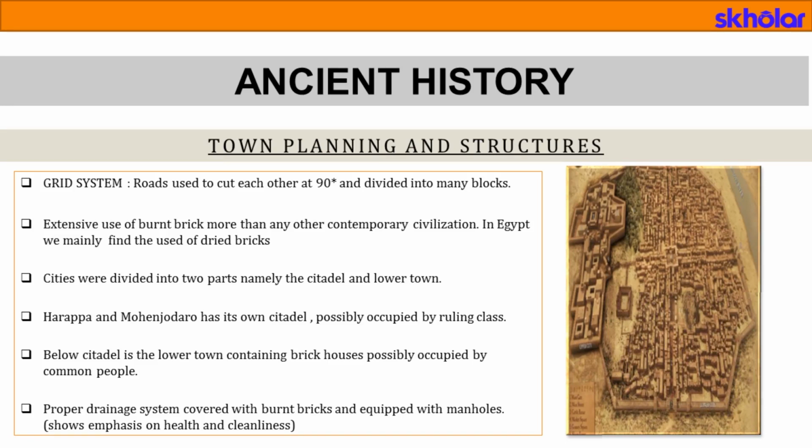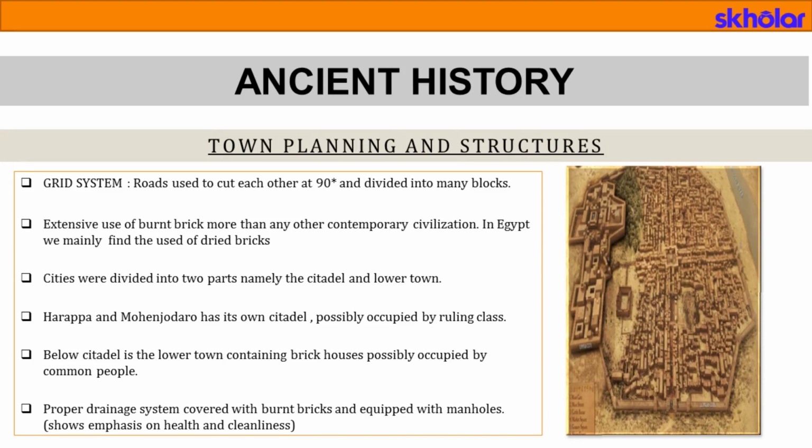As you can see, these houses used to have courtyards, and these courtyards were connected to the drains, which was another most astonishing feature of this valley civilization. They had a proper drainage system. These drains were covered with burnt bricks and equipped with manholes. These courtyards used to carry water from the backyard to these drains, and these drains used to carry water out of the cities.